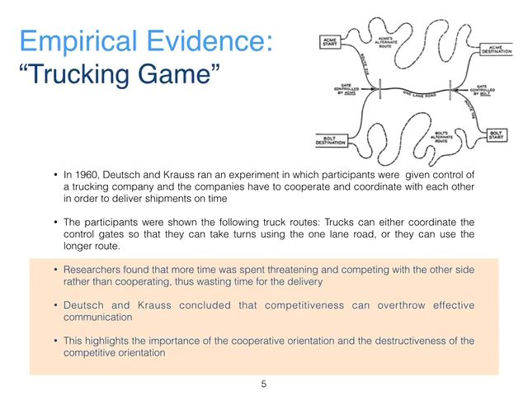However, the researchers proved that when the participants were given a weapon, in this case control of the gate, the majority of time was spent threatening and competing with each other, delaying their shipments. Deutsch and Krauss concluded that people's competitiveness can overthrow effective communication, thus highlighting the importance of the cooperative orientation and the destructiveness of the competitive orientation in conflict resolution.